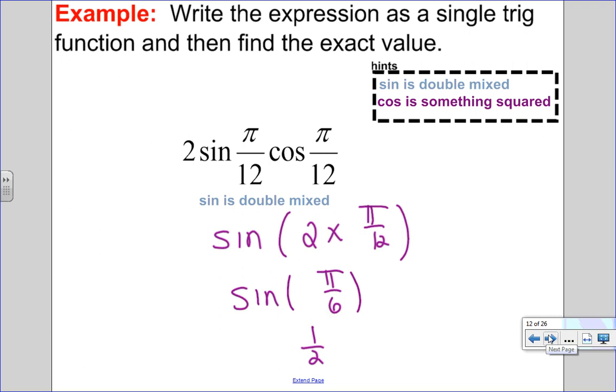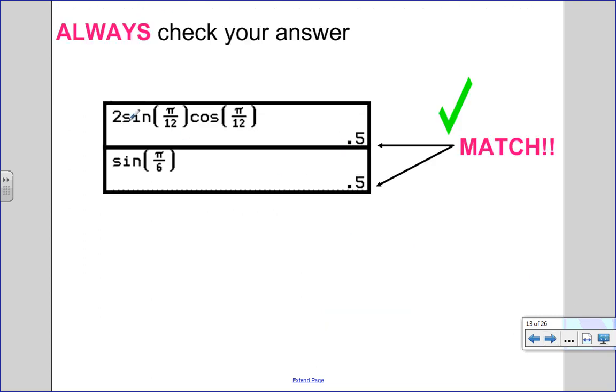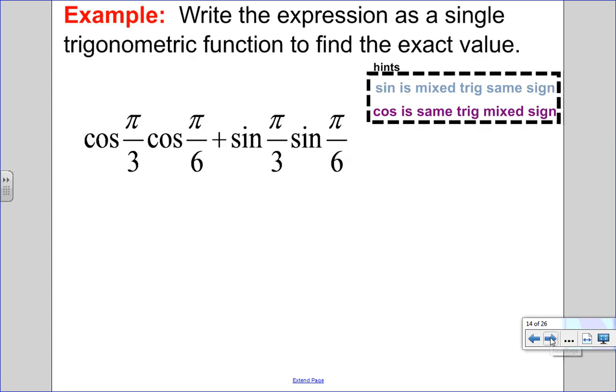Again, always check on the calculator. This time I have to make sure my mode is in radians. So I'm going to plug in 2 sine pi over 12 cos pi over 12 and see if that's the same as a half. So 2 sine pi over 12 times cos pi over 12 is a half, which is the same as sine of pi over 6. So I know that I did that correctly.